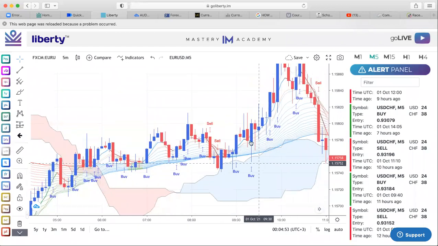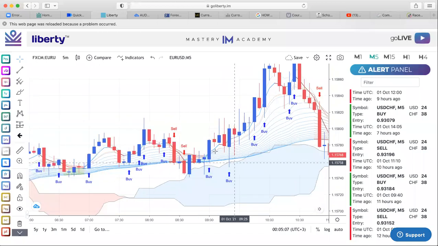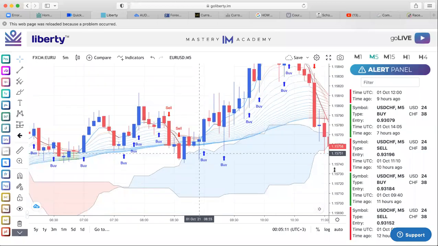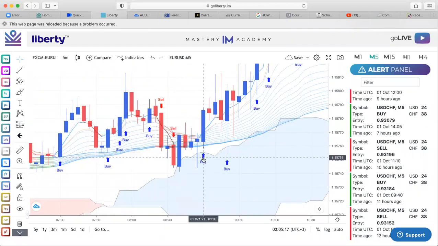Now, when you want to take your trades, you should be looking out for that thick line, like I mentioned. Be looking out for that blue thick line. Also, you should be looking out for the arrows. The arrow is going to alert you for a buy. Don't take a buy unless you see the arrow. I personally don't take a buy unless I see the arrow alerting me to take it for a buy.